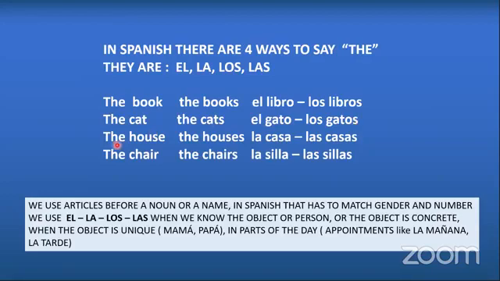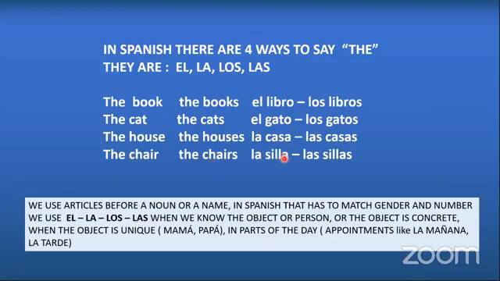Next example, the house, the houses. La casa, house is casa. Because it ends in A, the article most likely is going to be la casa. How am I going to make the plural? La has to be switched to las, and casa needs to have the s added at the end to be a plural, the houses.